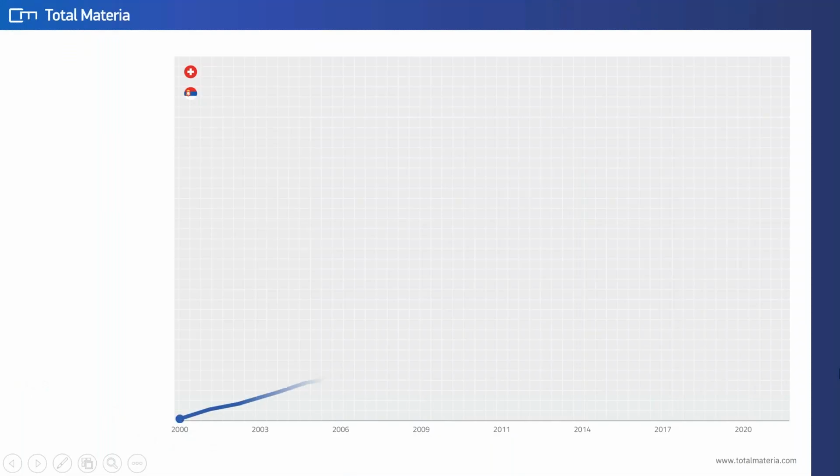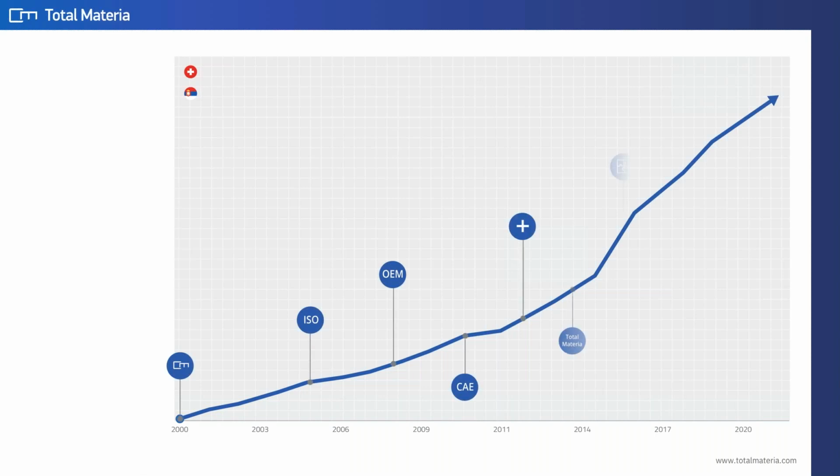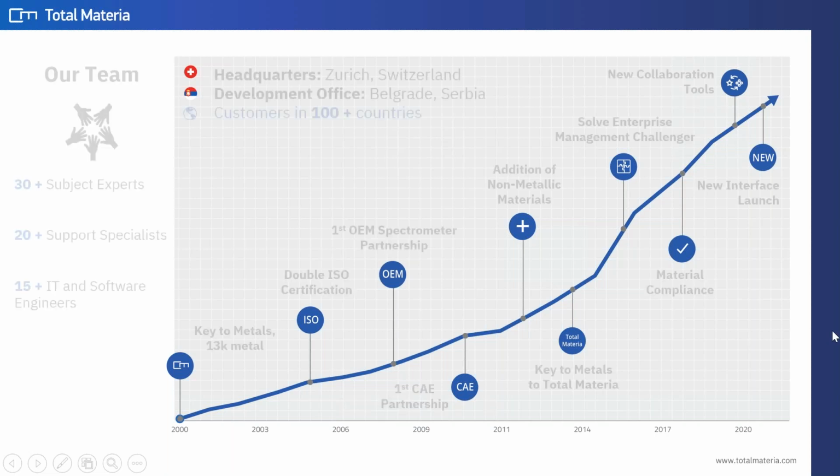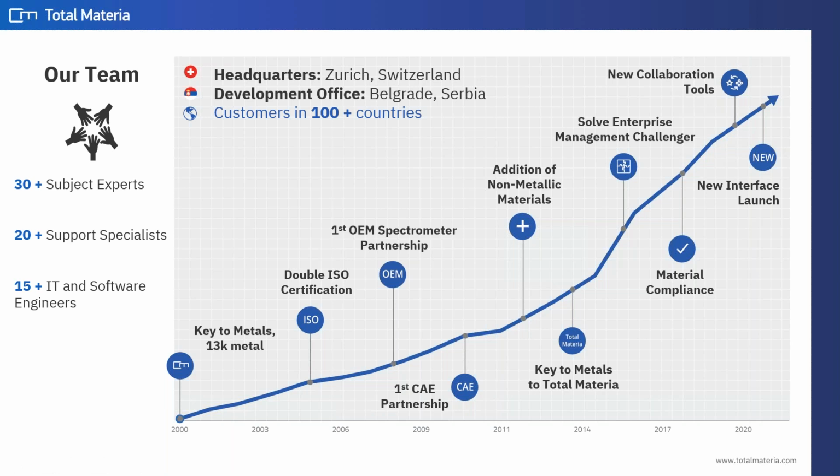So just a little bit about us before we talk about all our different solutions. We started back in 1999, so not even 2000, and throughout the years we've added so much more material information. We started from 13,000 metals, and now we have over 500,000 designations. We added non-metallic materials, created different partnerships with CAD software and OEMs for spectrometers, got the ISO double certification, and launched a new interface last year. Our headquarters are in Zurich, Switzerland, our development office is in Belgrade, Serbia, and we have customers in over 100 different countries.